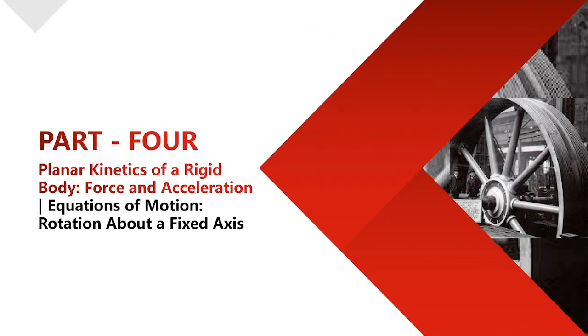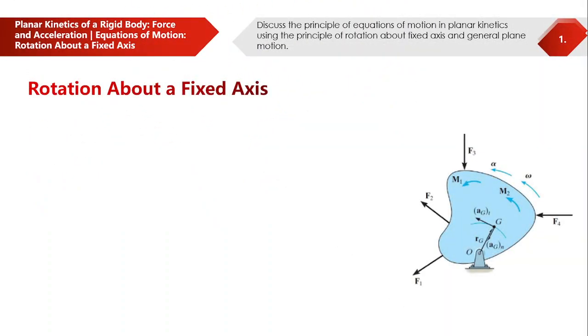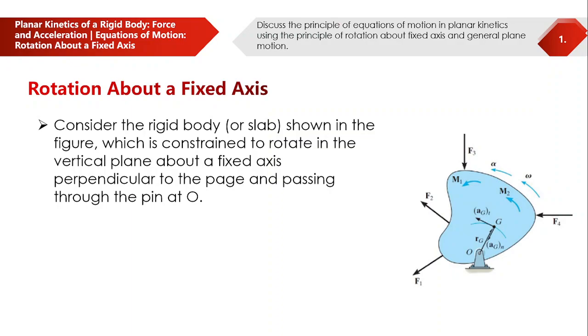So to start with, the equations of motion when your planar motion is rotation about a fixed axis. Rotation about a fixed axis is kind of familiar already, since we already discussed this in module 4. But here is a different thing, though still related to what we discussed in module 4. Anyways, consider the rigid body or slab shown in the figure, which is constrained to rotate in a vertical plane about the fixed axis perpendicular to the page and passing through the point O.